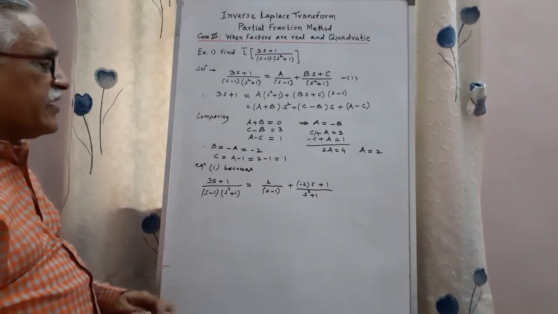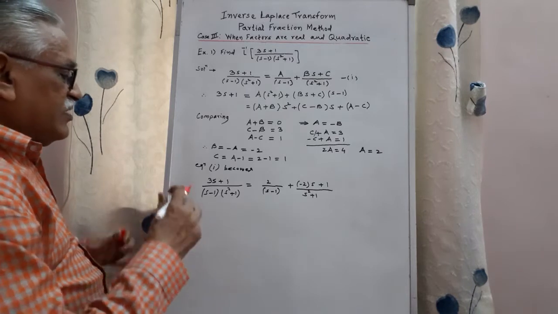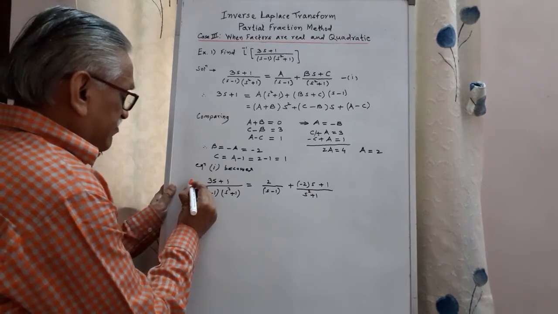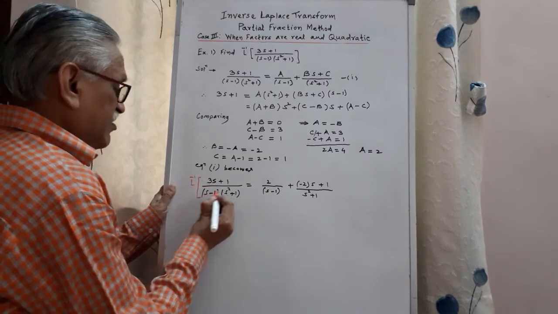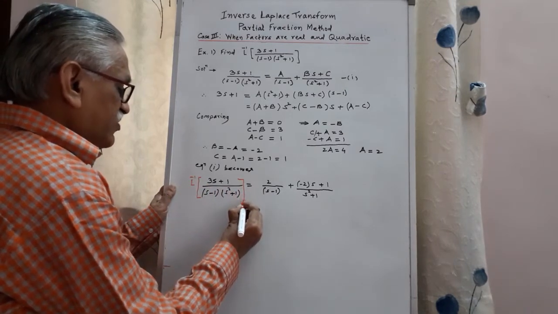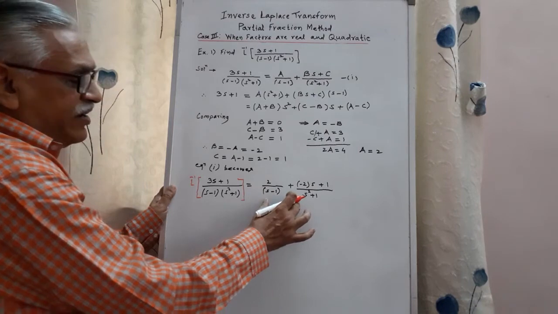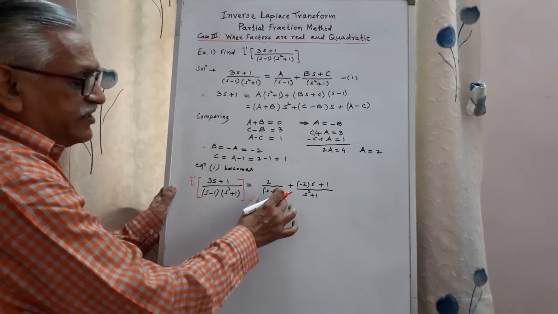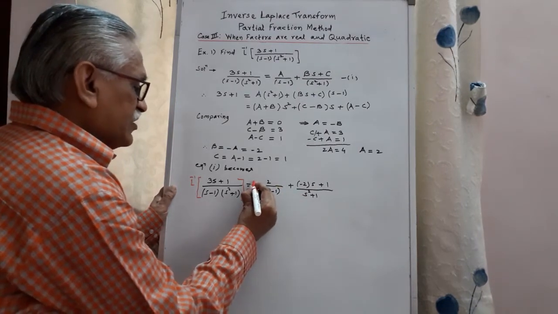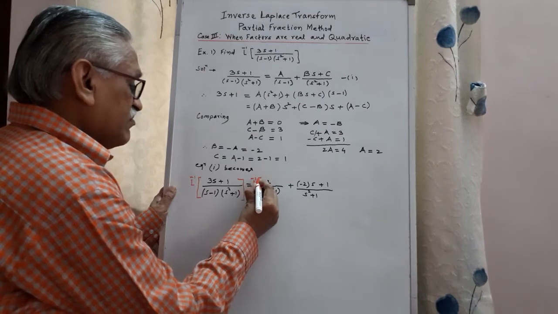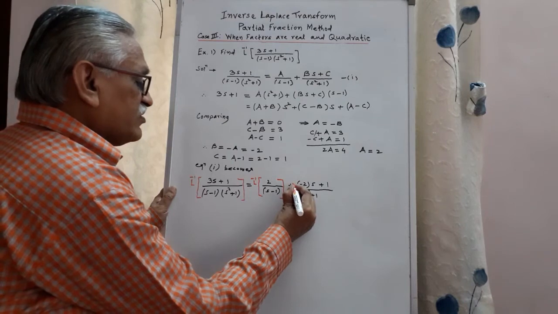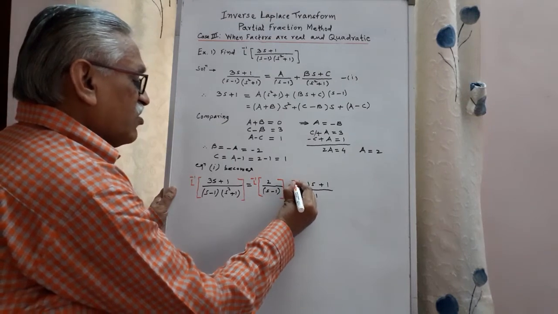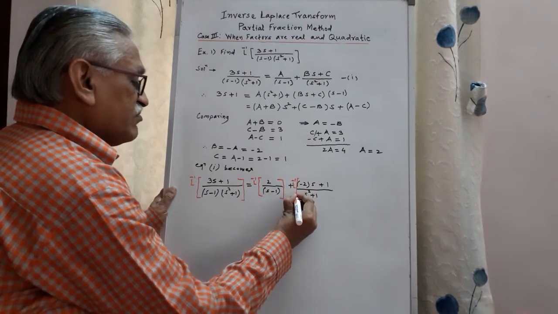And then taking inverse on both sides, inverse of the left hand side and inverse of the right hand side. While taking inverse on the right hand side, we take the individual inverse of the first term and the inverse of the second term.